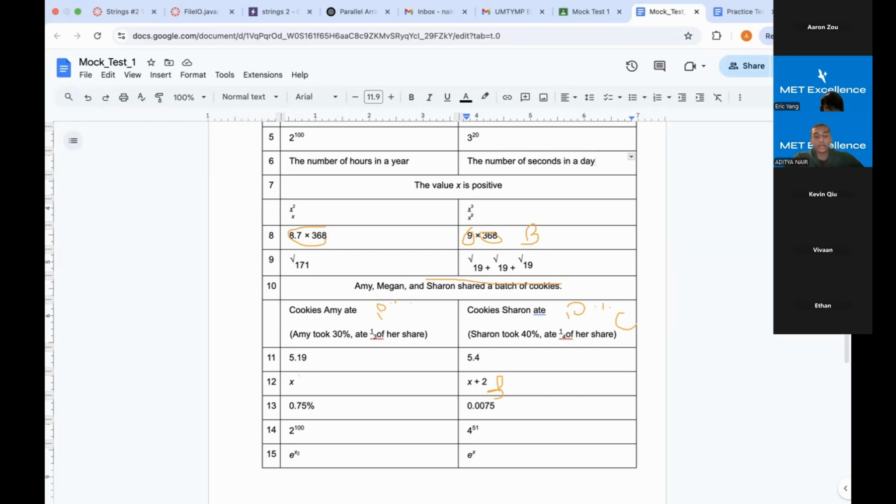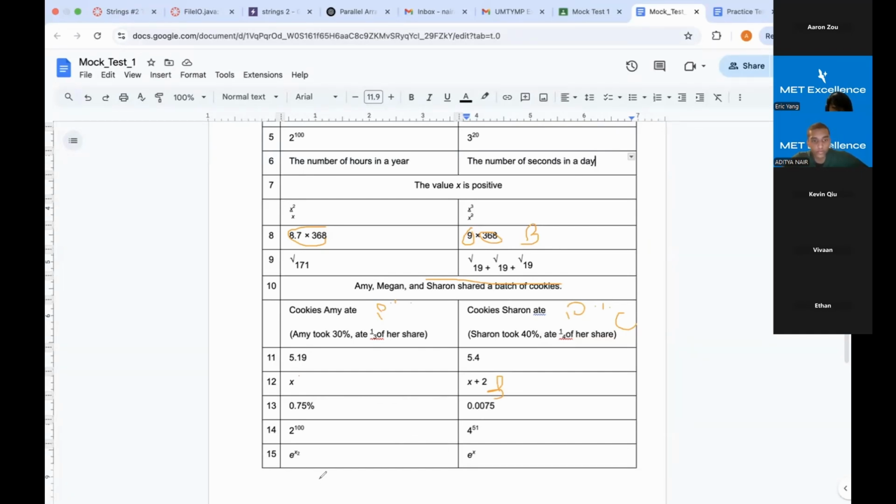13 is kind of, well, maybe not obvious. For 13, we have 0.75%, and on the other side, we have 0.0075. If you want to convert a percent to a decimal, you have to divide the percentage by 100. So in this case, you would just add 2 zeros after the decimal place as trailing zeros, and you'll have 0.0075 is equal to 0.75%. So the correct answer is C, since they're both the same.